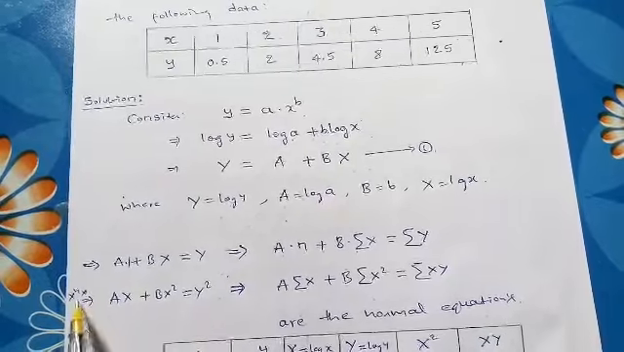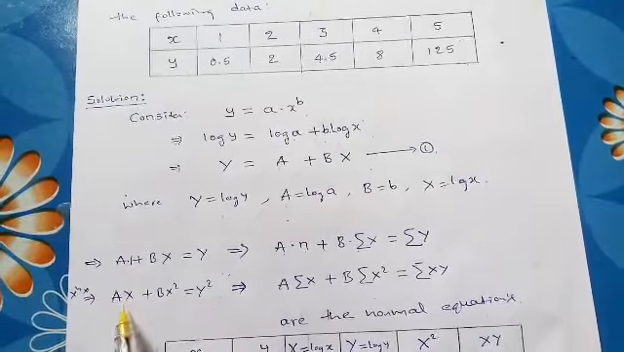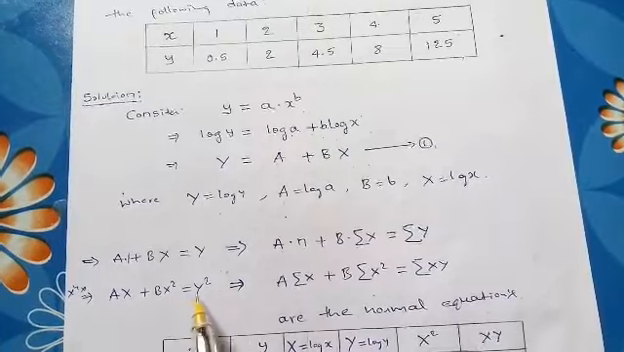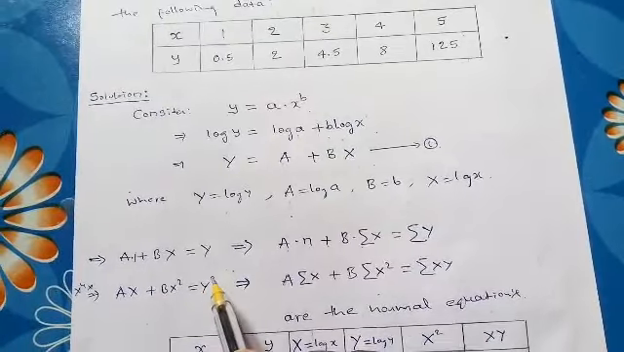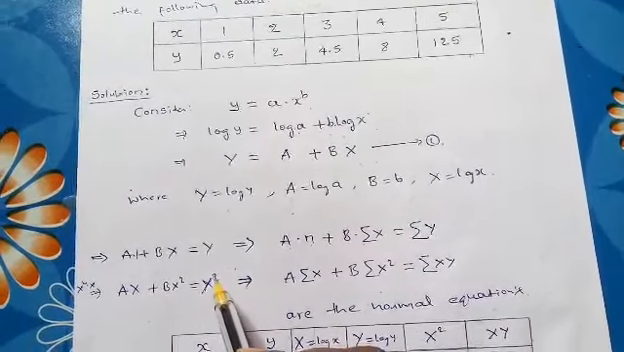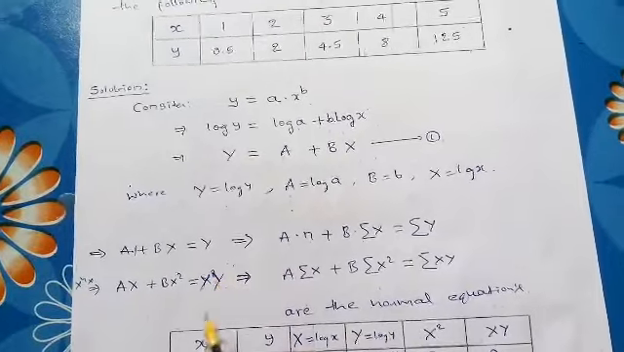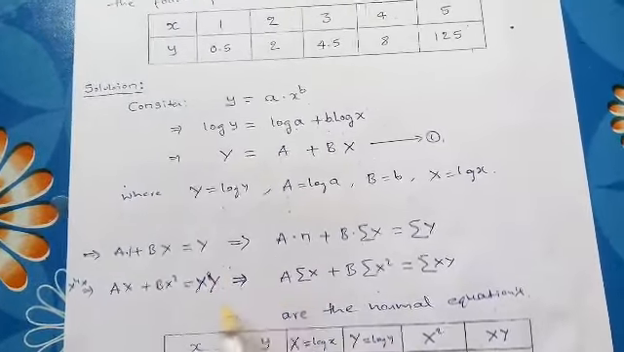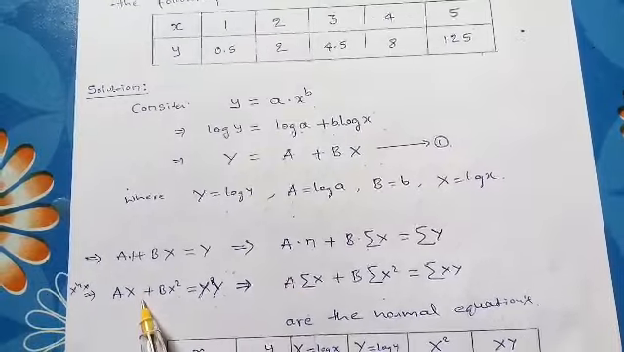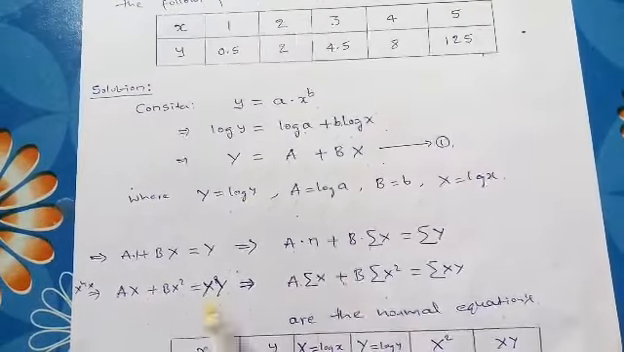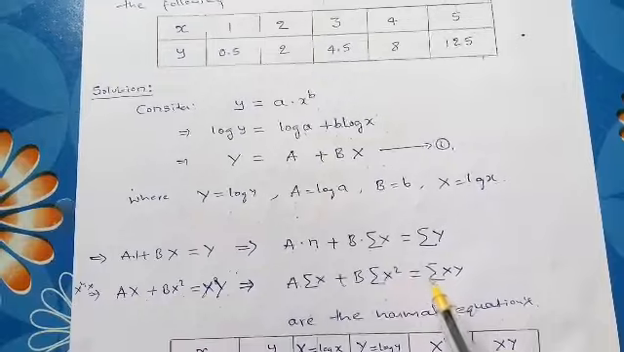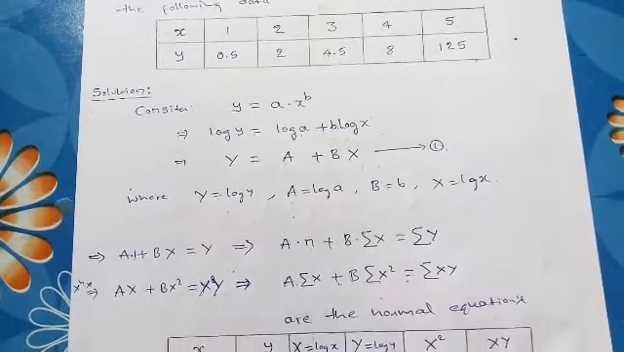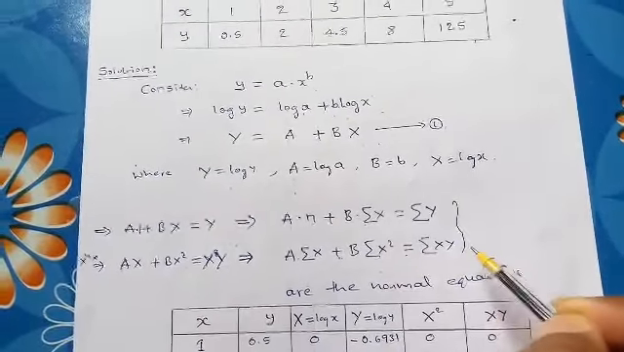Multiply x to the above equation. A into x plus b into x square equal to x into y. Here x into y. So apply summation throughout the equation: a into summation x plus b into summation x square equal to summation xy. These two are the normal equations.